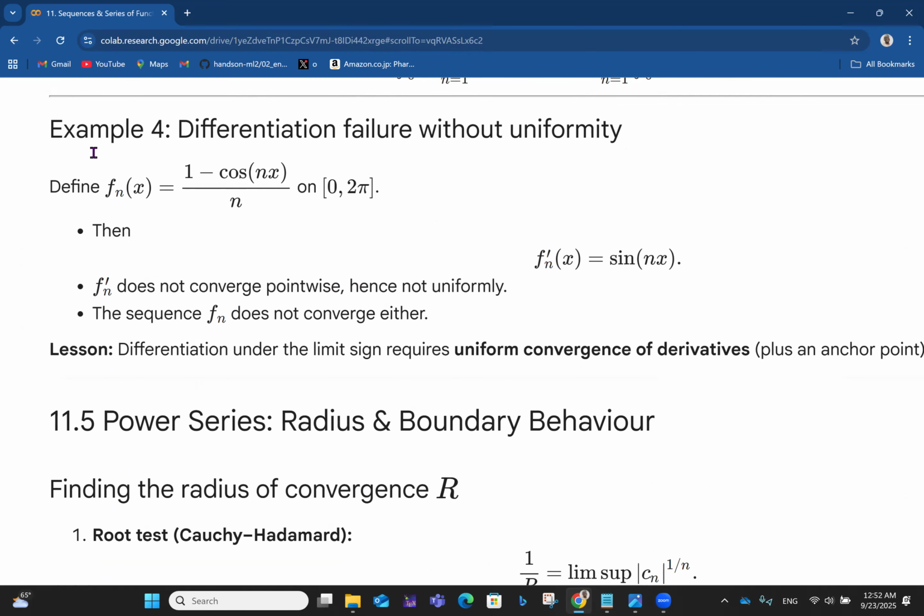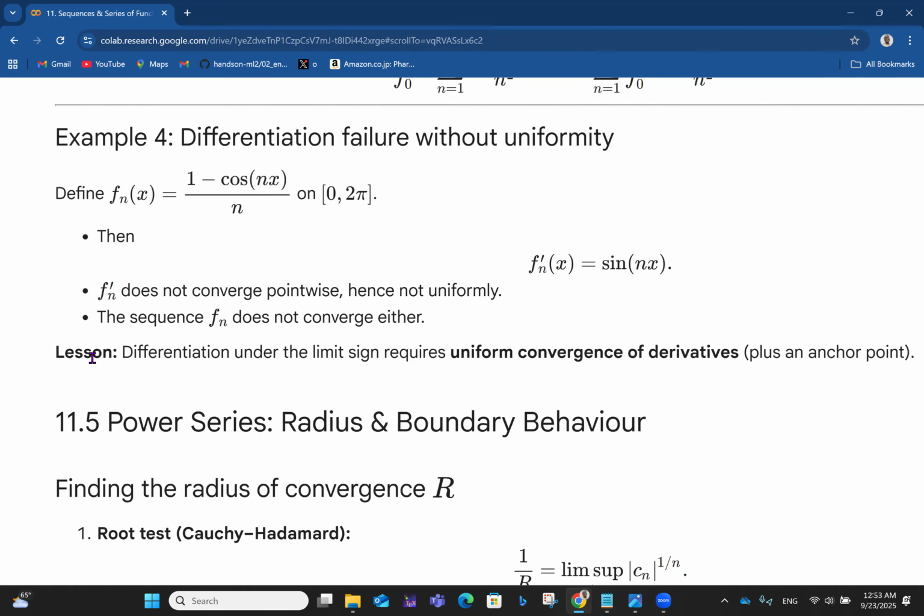Okay, so define f_n(x) = 1 - cos(nx)/n on the closed interval 0 to 2π. Then we can say that f_n'(x) is equal to sin(nx), of course, because if you differentiate 1, it goes, and if you differentiate cos(nx), you get n sin(nx), and n cancels out. So that simply gives you f_n'(x) to be sin(nx), like that. So the sequence f_n' does not converge, because it diverges.